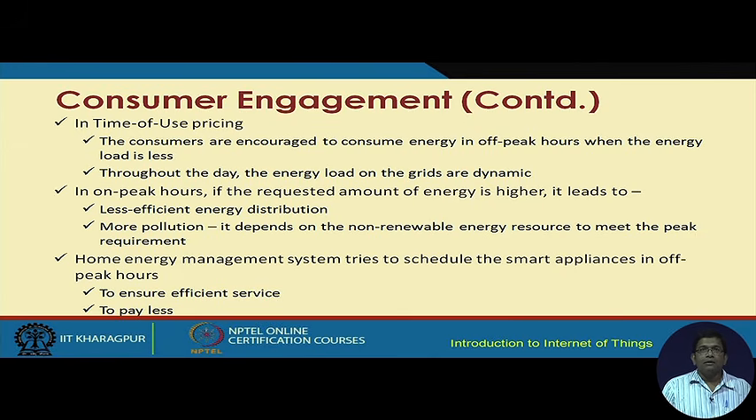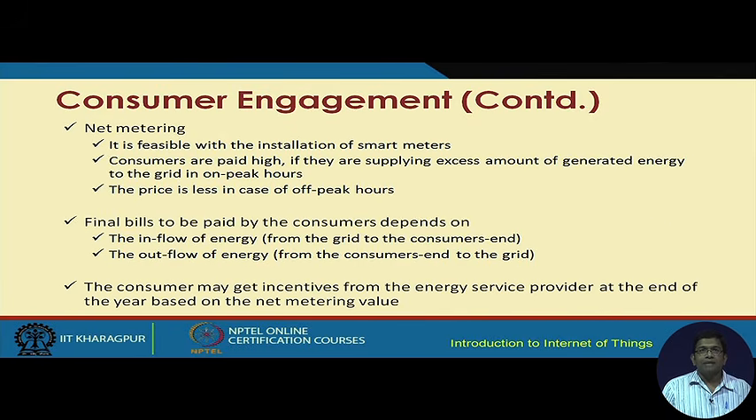Throughout the day, the energy load on the grid becomes dynamic. So, dynamically it can be made possible for different consumers to use the grid and the energy load at different times of the day in a dynamic fashion. In the on-peak hours, if the requested amount of energy is higher, it leads to less efficient energy distribution and more pollution. The home energy management system basically tries to schedule the smart appliances in the off-peak hours to ensure efficient service and to pay less.